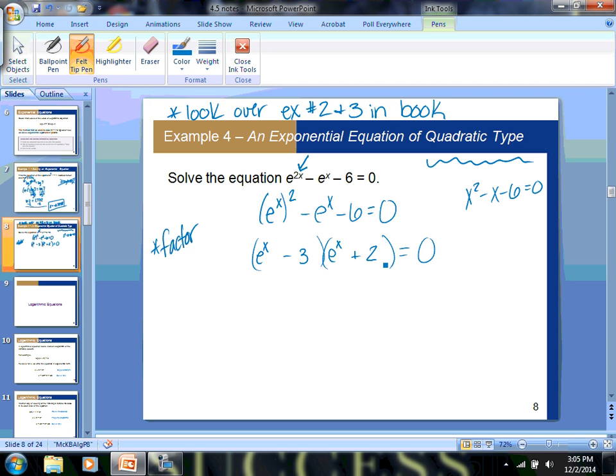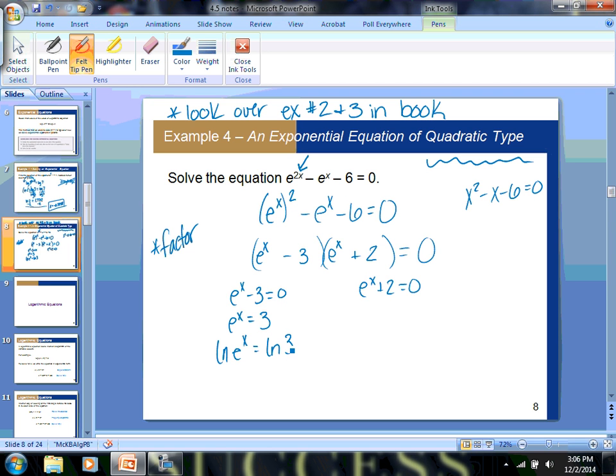And then if this was a traditional quadratic, we'd set the stuff that's inside each of the parentheses equal to 0. We're still going to do that here. So I'm going to have e to the x minus 3 equals 0, and then e to the x plus 2 equals 0. Now I have an exponential equation, a smaller one, that I can solve. So I'm going to add the 3 over to the other side. And then to get that x out of the exponent, I've got to take the log of both sides. But there's a certain type of log that will get rid of the e, a natural log.